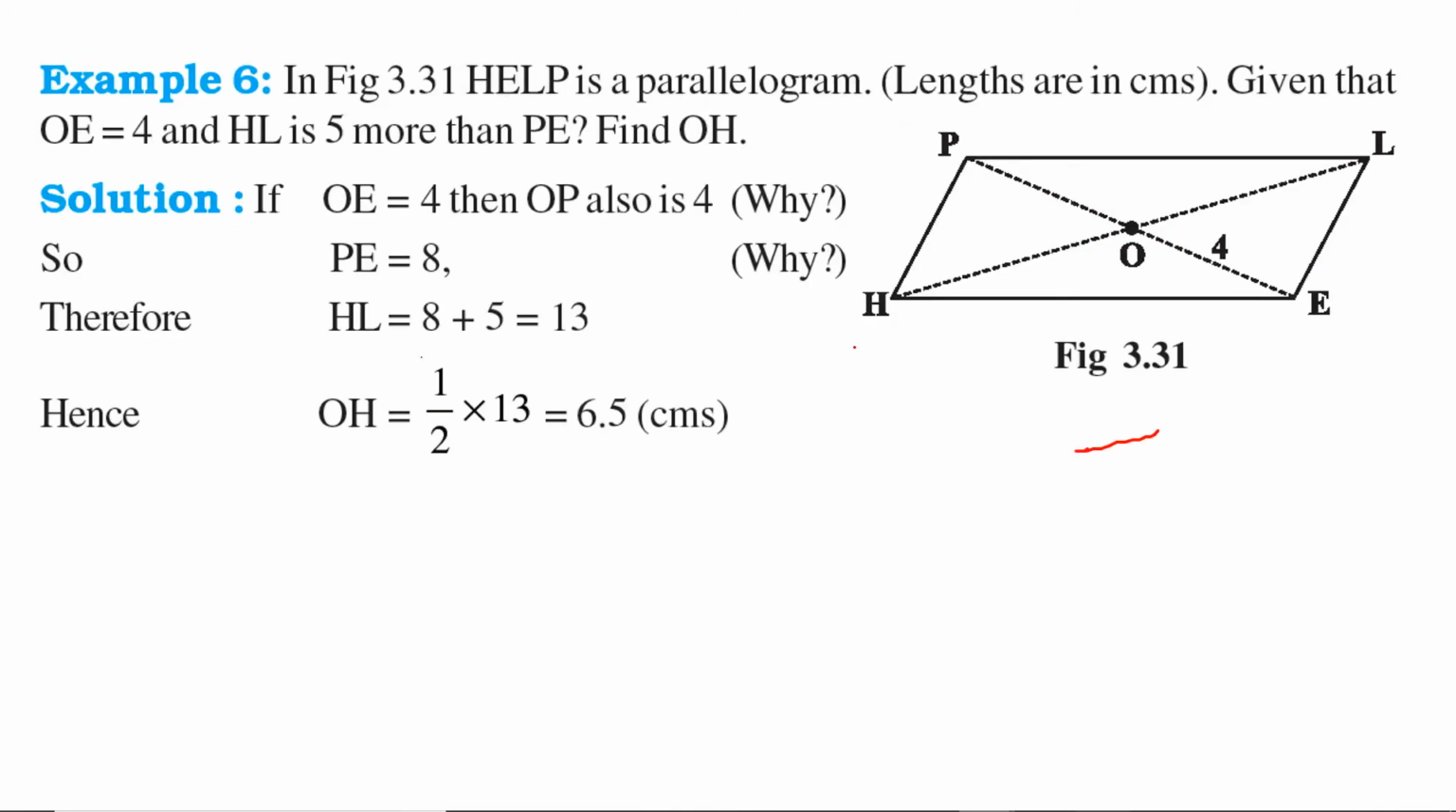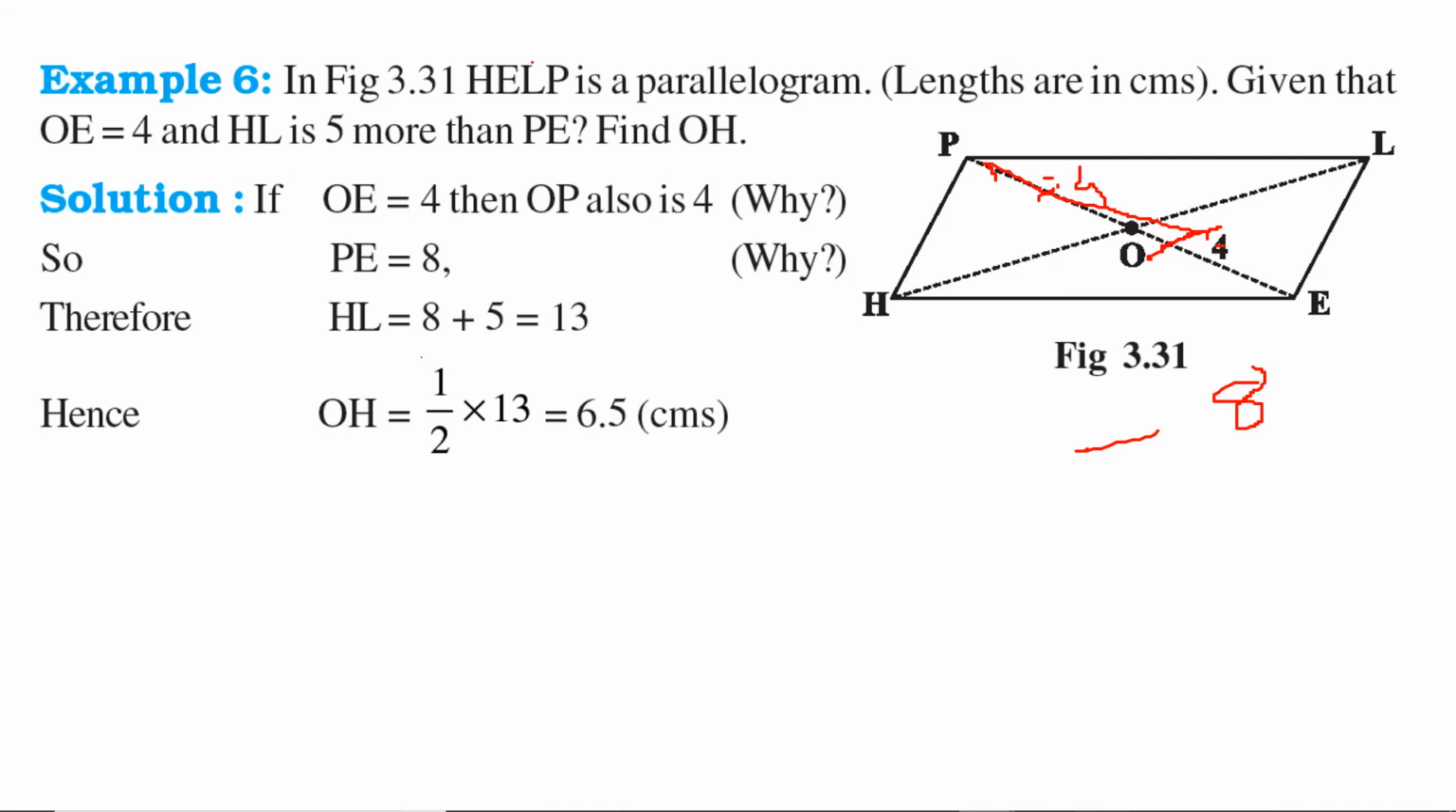So in this figure, HELP, this is a parallelogram. Lengths are given in centimeters. We are given OE to be 4 and HL is 5 more than PE. So first of all, let us find out PE. This is 4, so this is also 4, because in a parallelogram the diagonals bisect each other. So this is 4, this is 4. Just add it. This will be 8.